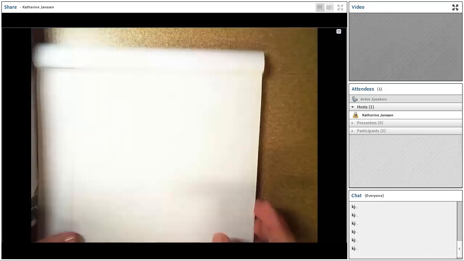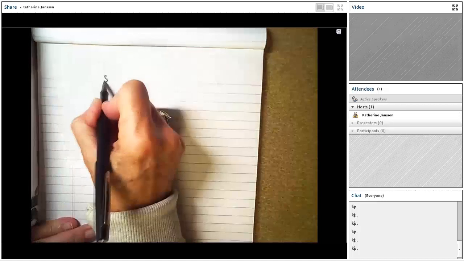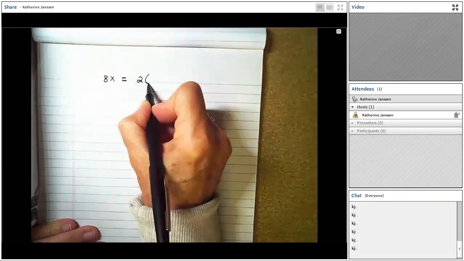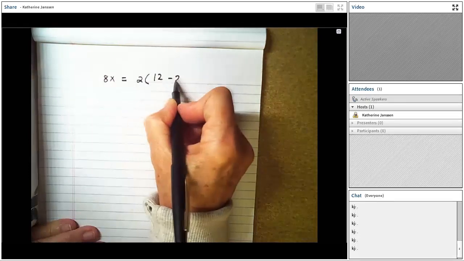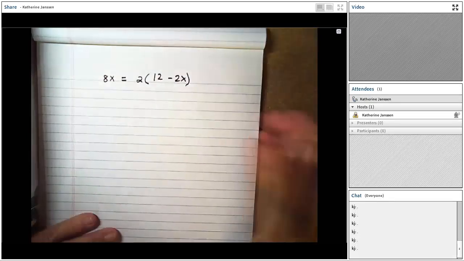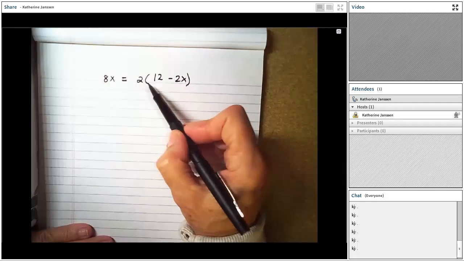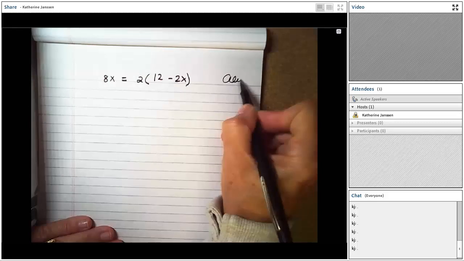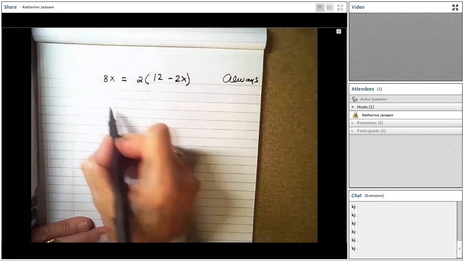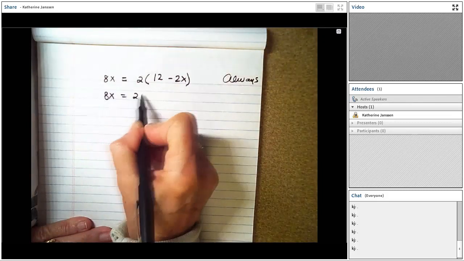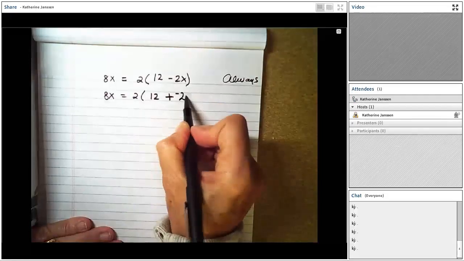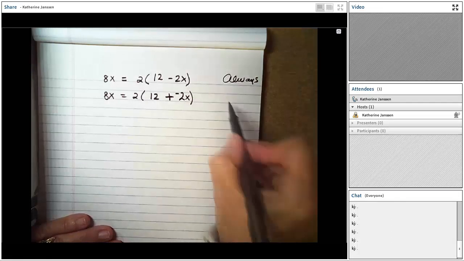8x equals 2 times the quantity 12 minus 2x. Here we're introducing parentheses and the distributive property. And we always work within parentheses first to see if we can simplify. Change subtraction to addition and add the opposite so I know the sign of my term. Then I'm going to use the distributive property.